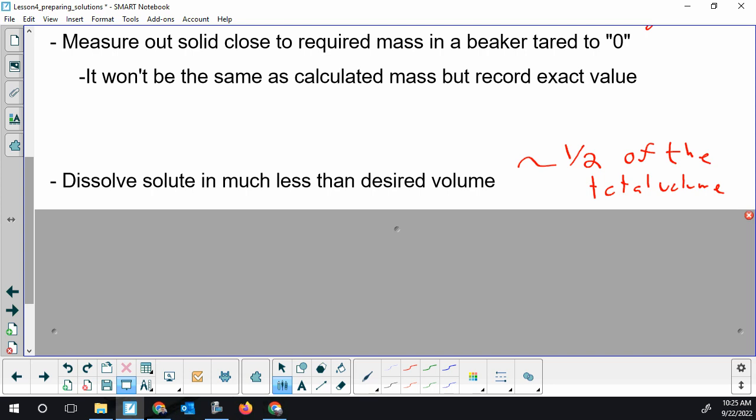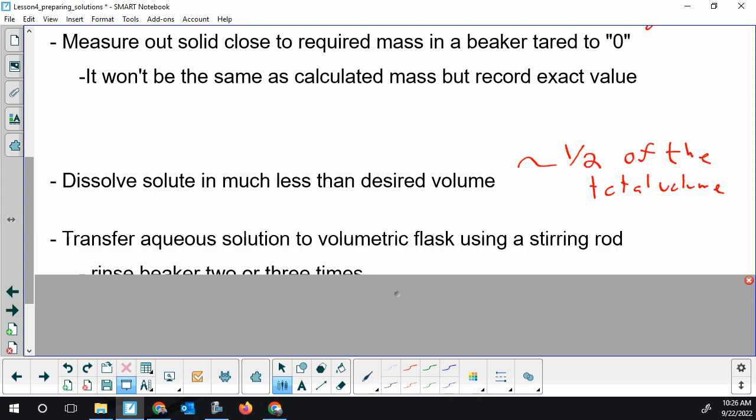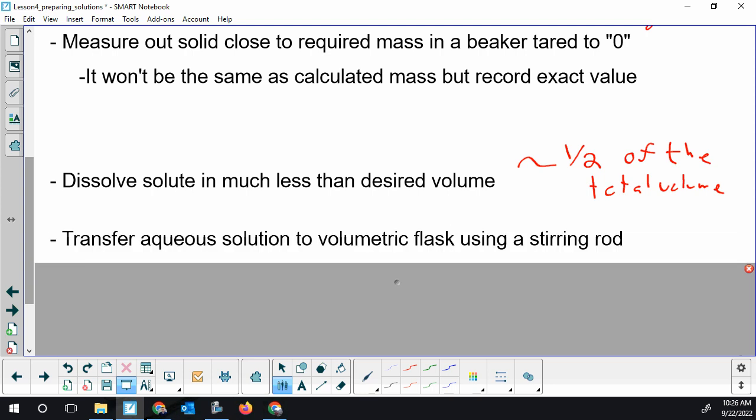You cannot use 300 mils, because if you use 300 mils to dissolve it, there's no way you can fit that in a 250, and you have to throw everything out and start all over again. Once you've dissolved your solute, you can't see any pieces. It's a nice homogeneous solution. Now we want to start transferring. We're going to transfer that aqueous solution to the volumetric flask.